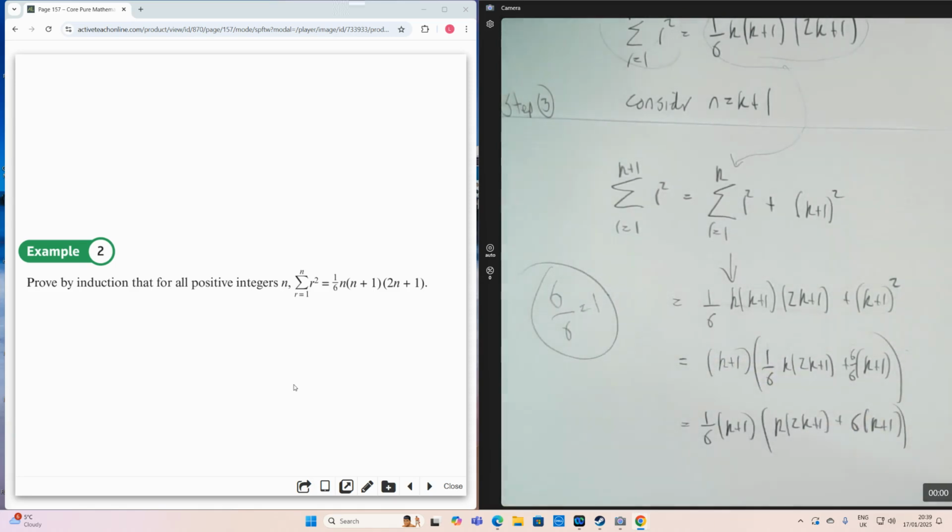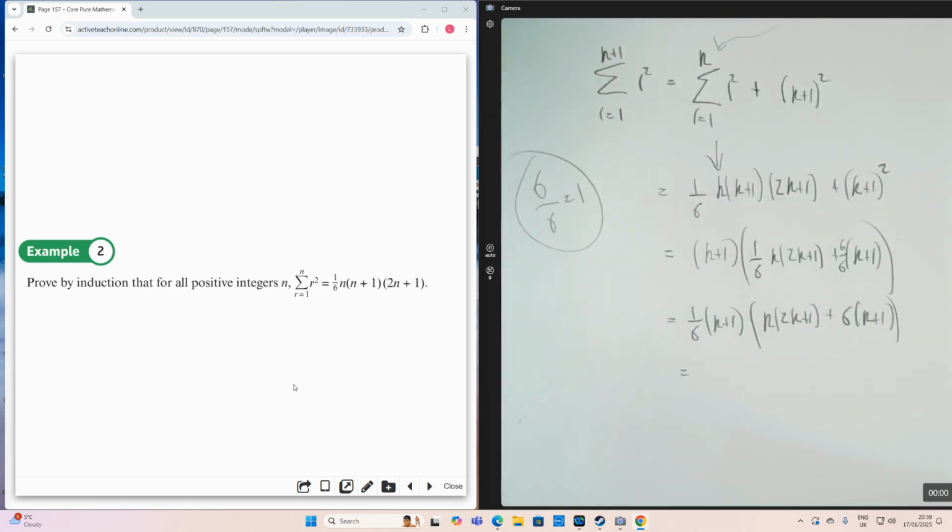Okay, now at this stage, we do have to expand everything. So we've taken out a factor of 1/6 (k add 1). Let's now expand this and see what it simplifies into. So let's expand it and see what it turns into.